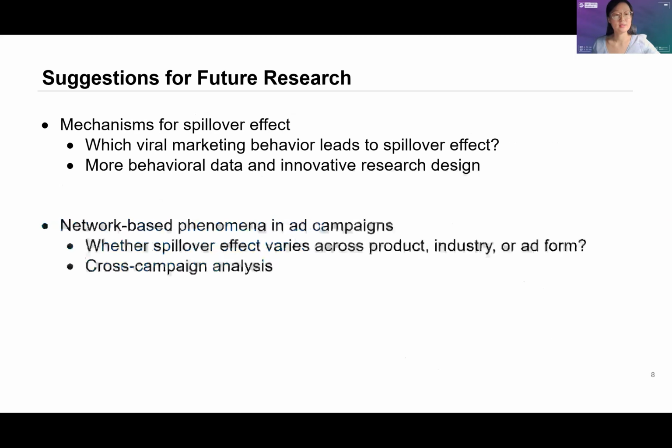The study also provides two promising directions for future research. First, identifying which mechanism is at work for the spillover effect is very important. The current study explores total effects. It has largely overlooked what viral marketing behavior leads to social influence, because the current data set is not rich enough for such an exploration. Future exploration of the mechanisms of social influence requires more behavioral data and innovative research design.